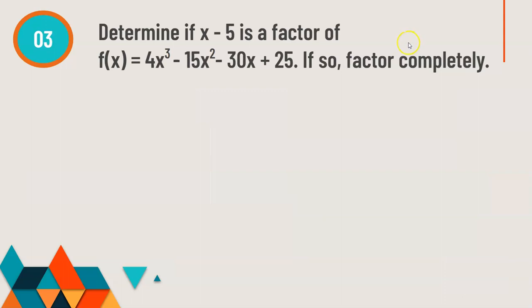All right, here's another example. If you would like to try this one, hit pause and try this one. So here we want to determine if x minus 5 is a factor of f of x equals 4x cubed minus 15x squared minus 30x plus 25.